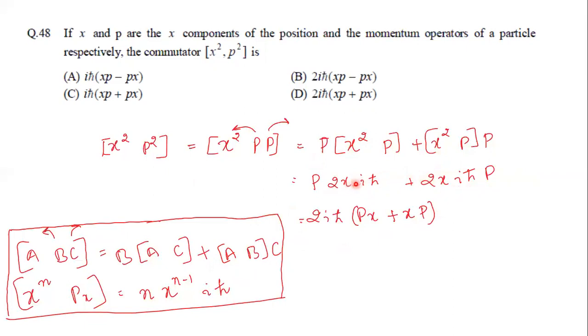Now you take the common factor 2iħ out. Now we are left with px plus xp. We cannot add these two, px plus xp, because we know that when A and B are operators, AB is not equal to BA. Then the value of this commutator [x², p²] is equal to 2iħ (px plus xp). Option 4 will be the answer.